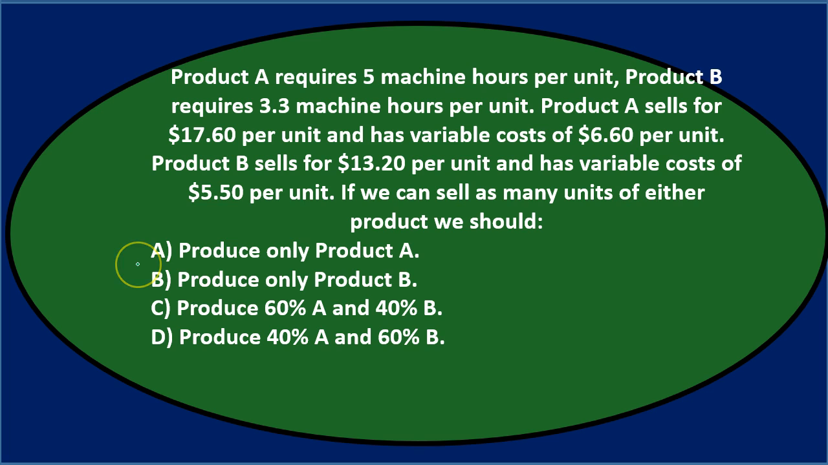So that would be the answers being A, produce only A, no, produce only B. That looks like the one. Produce 60% A, 40% B. Now, this is a scenario that could happen if they gave us some kind of restraint, such as a restraint on how much demand there is for B, so then we'd have to stop at some point. So it's going to be B, final answer.